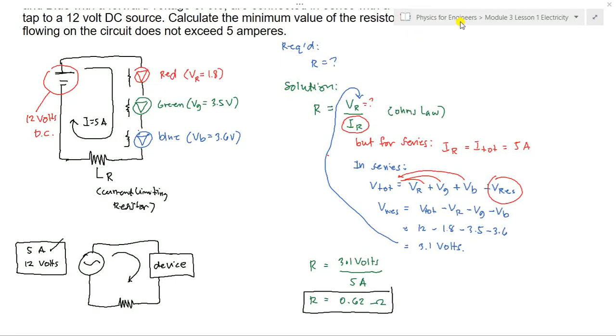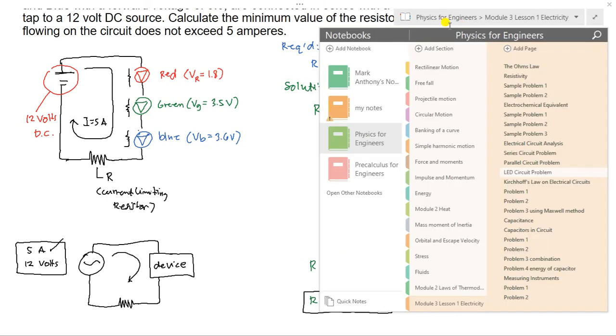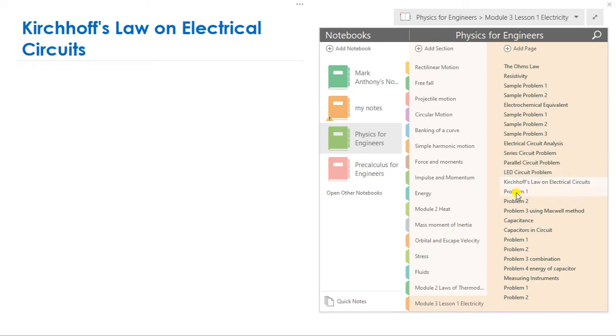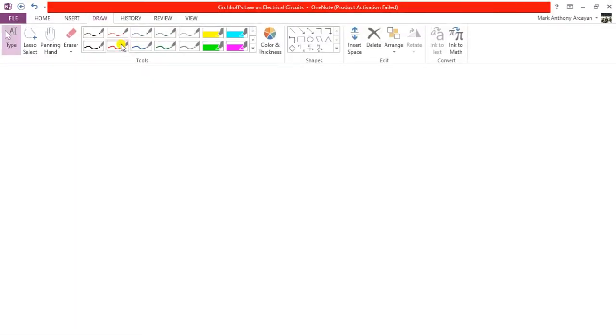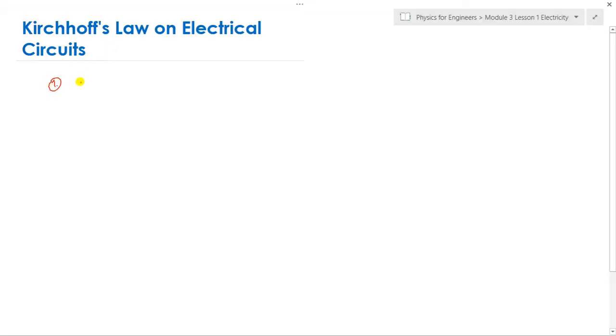Okay, class, this is the continuation of our discussion for Module 3, Lesson 1 for electricity. So, let's proceed now to the analysis of electrical circuits using the famous Kirchhoff's laws. For Kirchhoff's law, there are two laws. The first one is the law of the currents, the law of current. The second is the law of voltage.